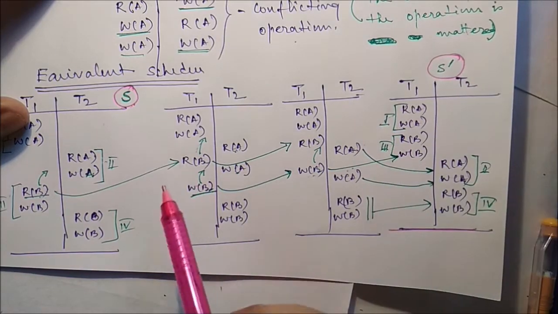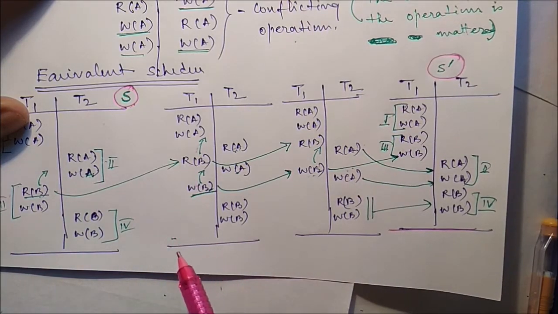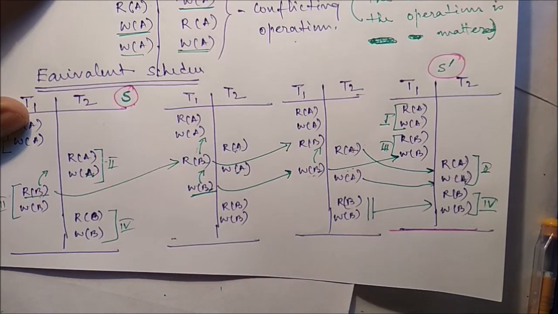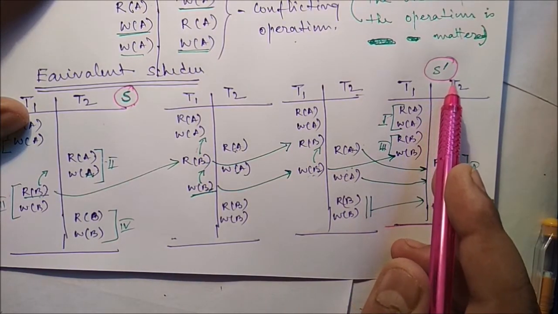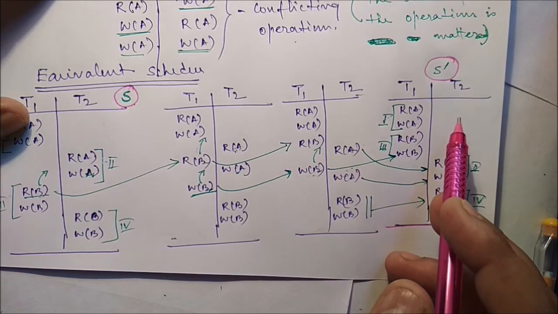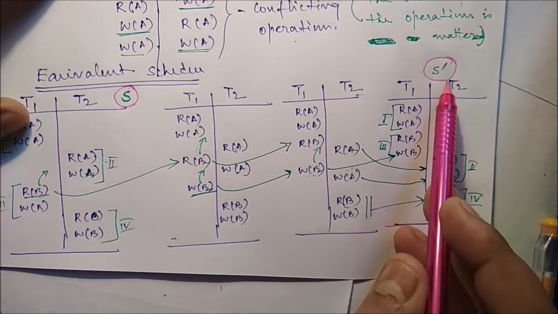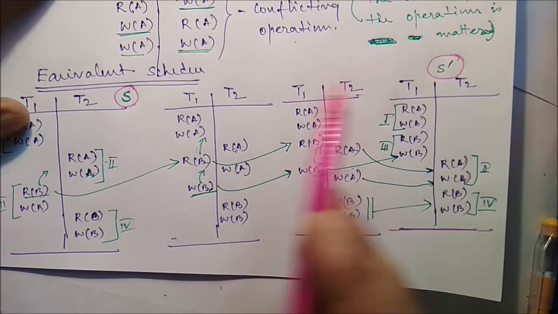Okay. So let me read once again. If operation I and operation J do not conflict, then we can swap the order of OPI and OPJ to produce a new schedule. So this is our new schedule S dash, and we expect S to be equivalent to S dash. S dash and S both are equivalent schedules.